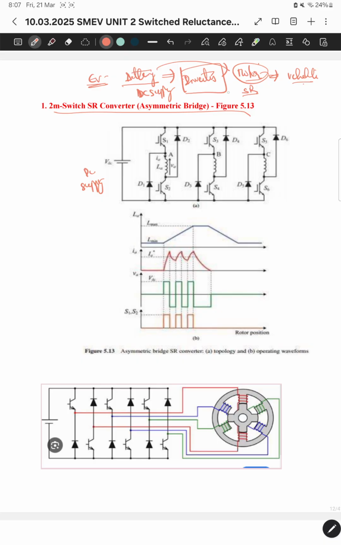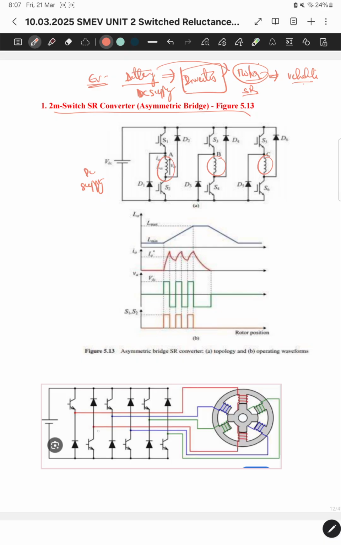That too has to be specific, exciting each phase separately, as we discussed. For that reason, I'm using a DC supply and different switches which can convert a DC supply into an AC supply. The first type is the asymmetric bridge converter. Here all these are the motor winding phases.